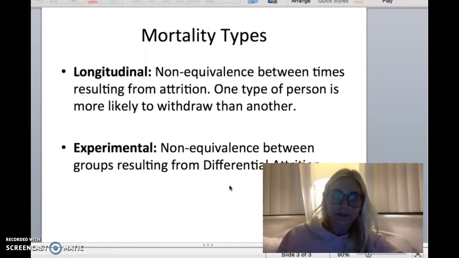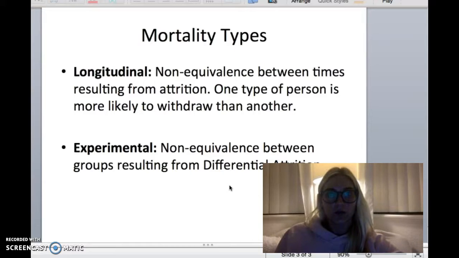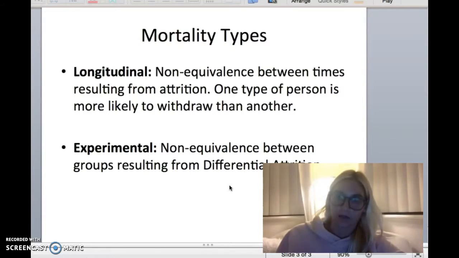There are two different types of mortality. There's longitudinal, which is non-equivalence between times resulting from attrition. One type of person is more likely to withdraw than another.